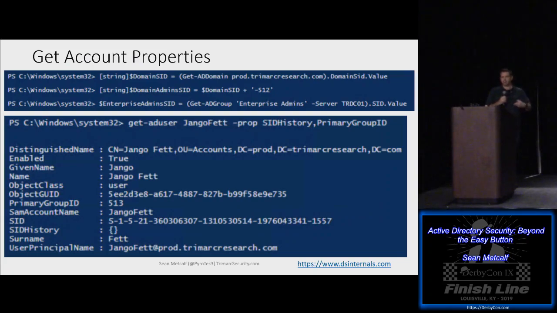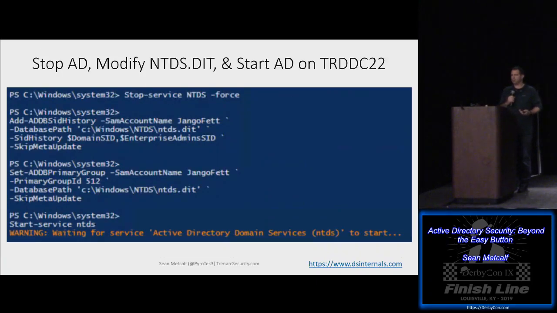What we're going to do is get some account properties, some SIDs from the environment. We're going to get some user information about Django Fett. This is our new persistence account. Then we're going to stop AD. Again, same scenario as I said before. We're an attacker. We're on the DC for 5 minutes. We're going to stop the AD service, or again, we can modify the DIT directly. And we're going to use this new switch, SkipMetaUpdate. And we're going to update what I just talked about, SID history and primary group ID, for this account.